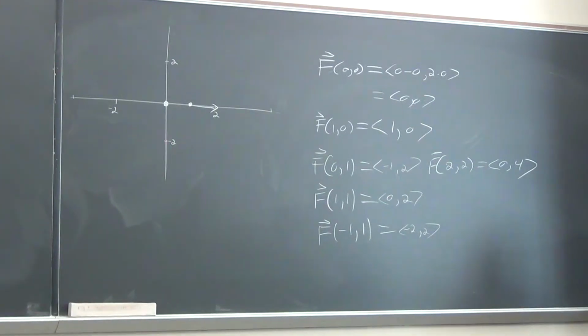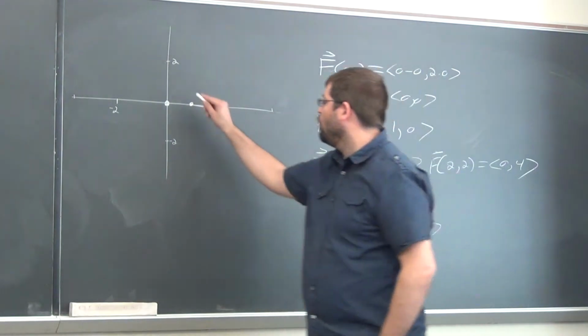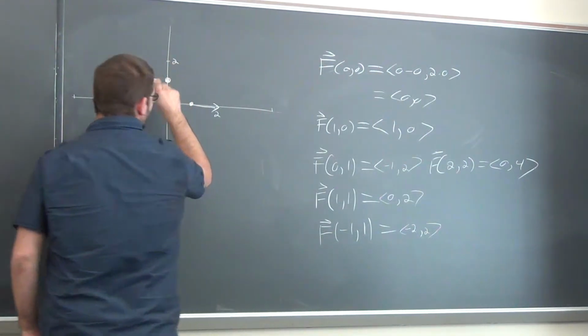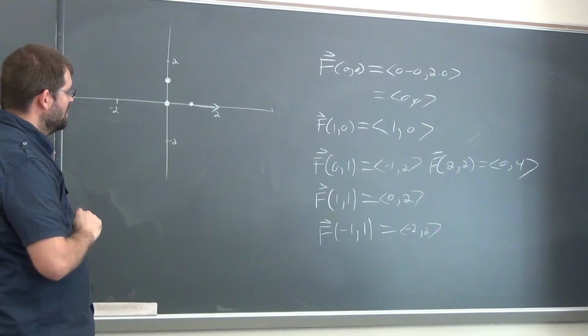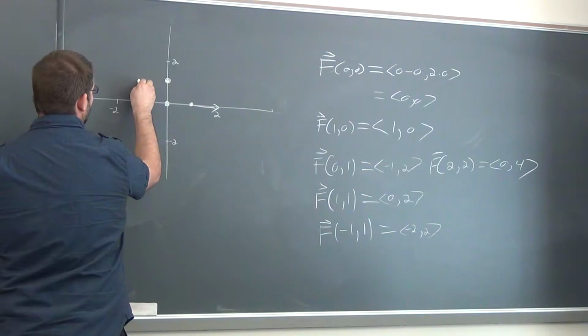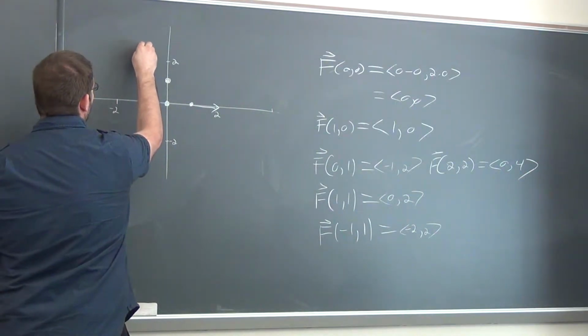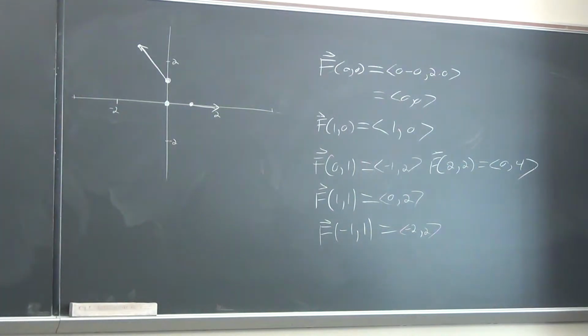Is that what you guys got for all of those? Speak up if you see something else. So at 0, 1, so that means we're at 0, 1, right? What vector are we getting? Negative 1, 2. So that means we go 1 unit this way and 2 units up. So we get that vector there. Does that make sense?